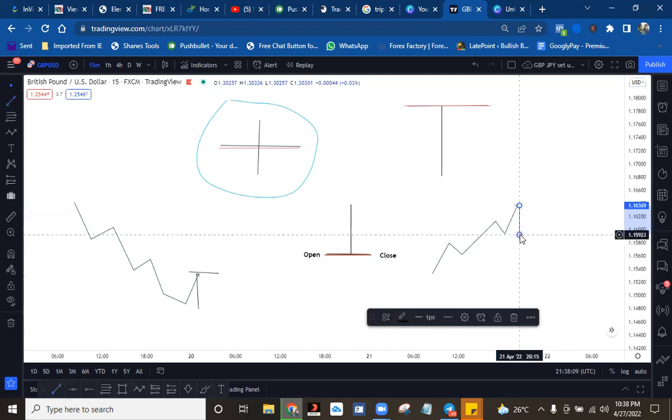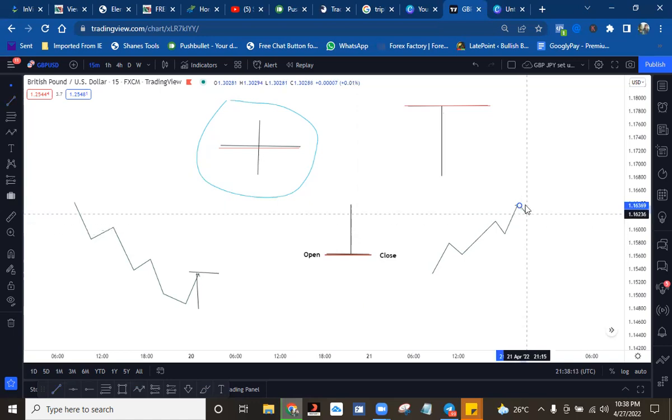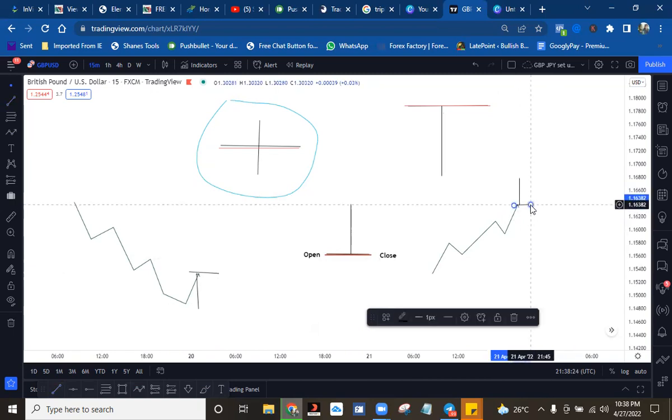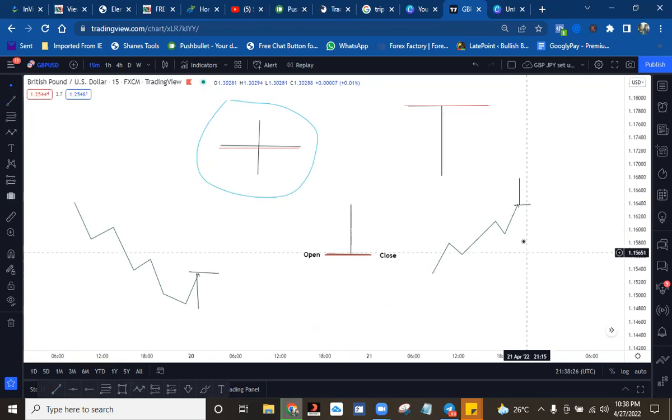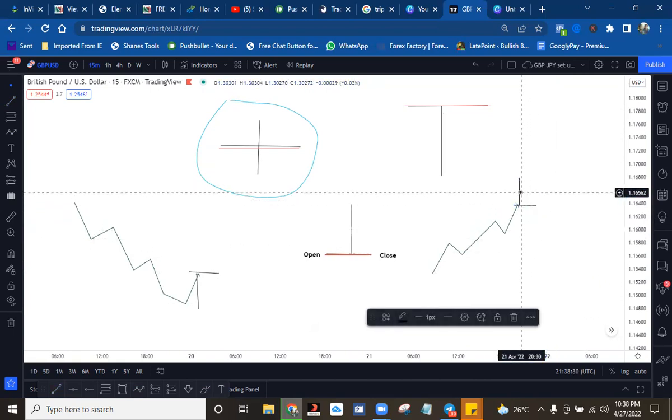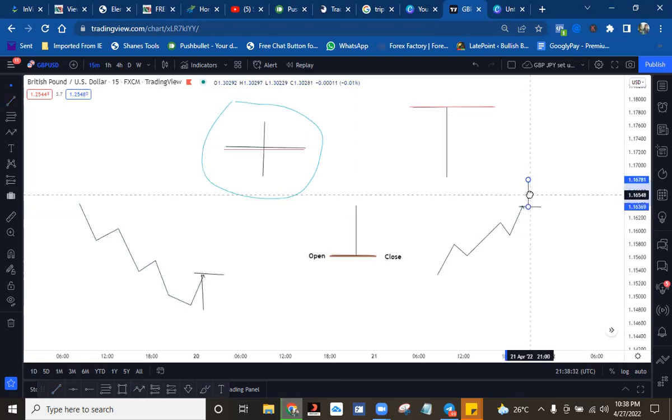All right, the bears pushed down. Sorry, that simply means that after the bulls pushed up for a while, the bears rejected that price and pushed it back down, and price closed here.